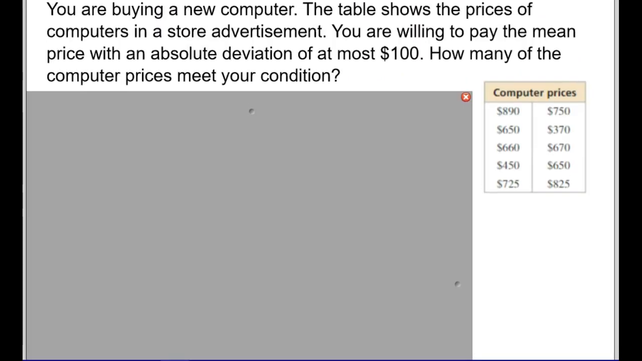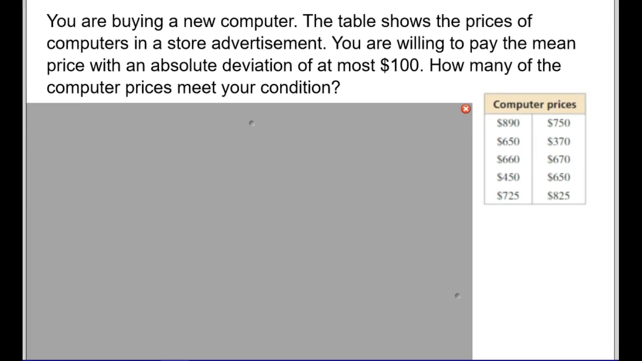So now here's this real life situation, right? Our second learning target. You're buying a new computer. The table shows the prices of computers in a store advertisement. You're willing to pay the mean price with an absolute deviation of at most $100. How many of the computer prices meet your criterion?